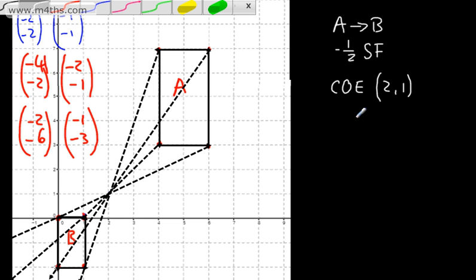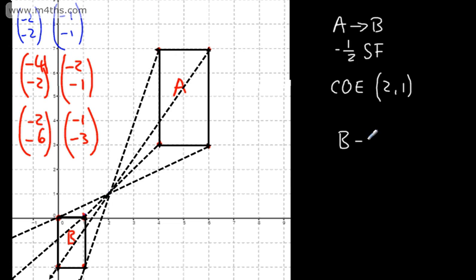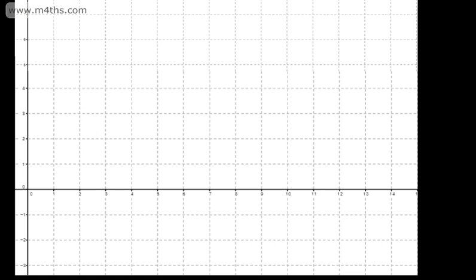So this is a -1/2 scale factor enlargement, center of enlargement 2, 1. So if we wanted, of course, to go from B to A, we would have the reciprocal, so it'd be -2/1 or -2, scale factor, center of enlargement 2, 1. So that's quite a nice one. That's a negative, and it's a fraction, so quite a toughie. Right, let's do another one.